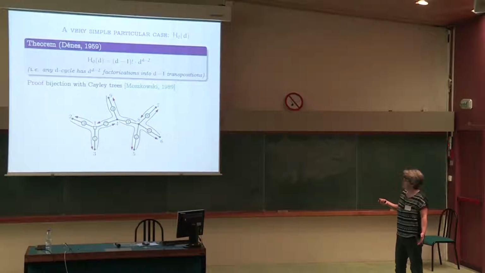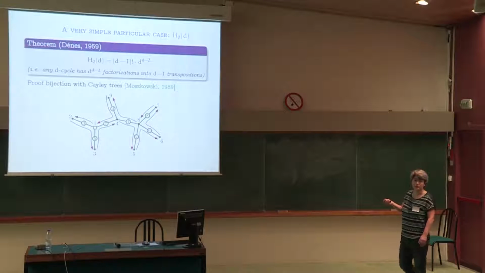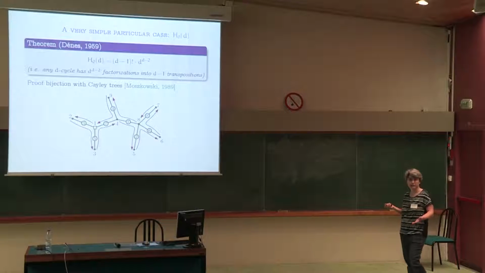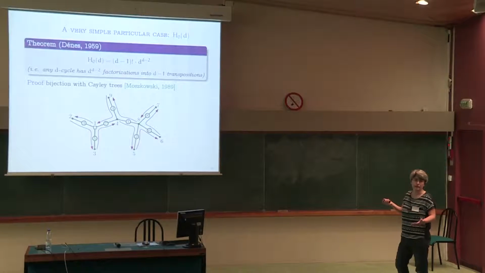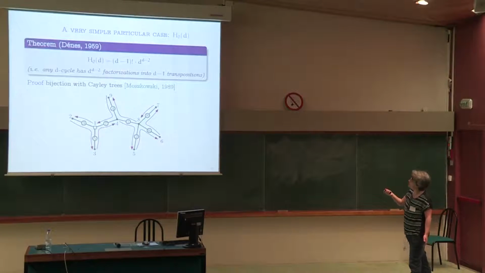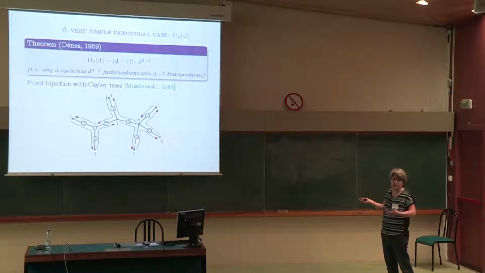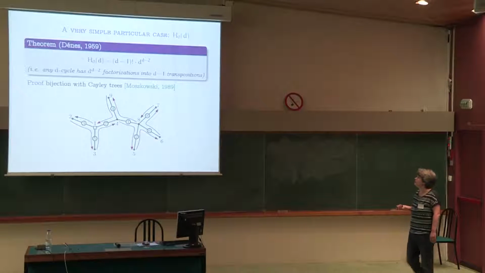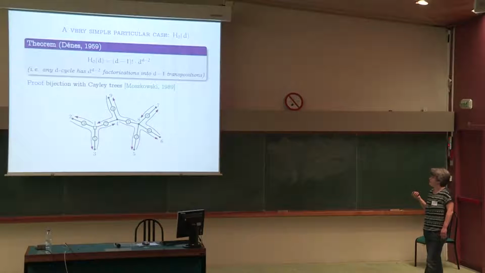If I put the label 1 here, I clearly have (d-1)! possible labelings for the other vertices. So we see that this particular Cayley tree can be labeled in one way to obtain a particular d-cycle, and the (d-1)! labelings lead to all the d-cycles in S_d.